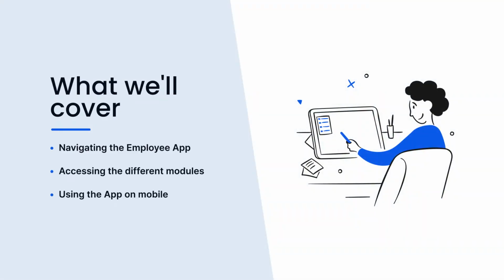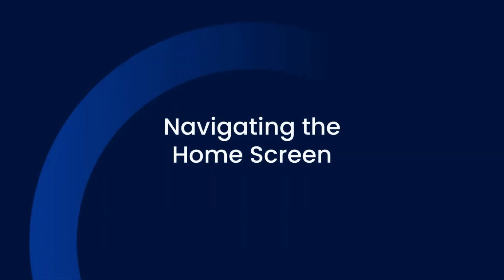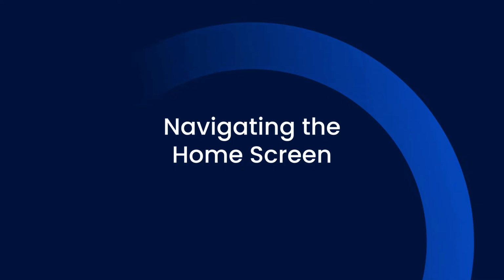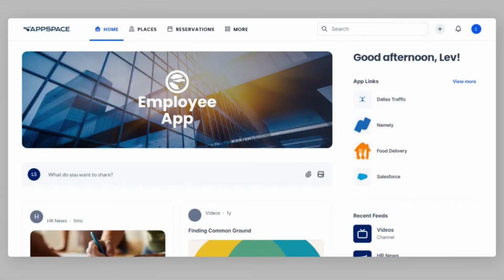We'll explore how to navigate the app and use its various features, as well as how to access the different modules. Because the app has a wide range of configuration options, your experience will be tailored to fit your Appspace solutions. The home screen of the app has several areas, each displaying or providing access to different types of information.